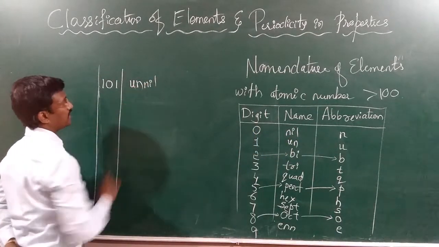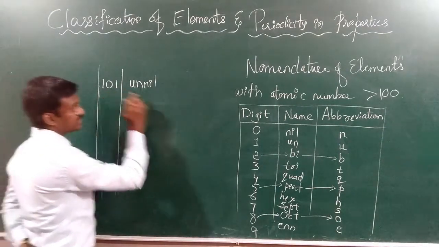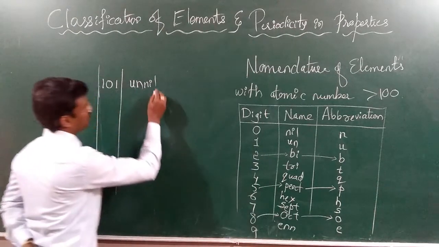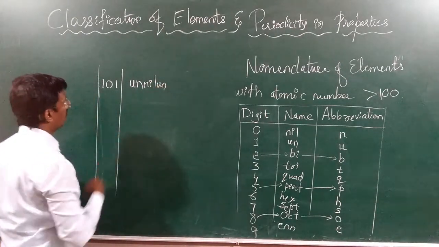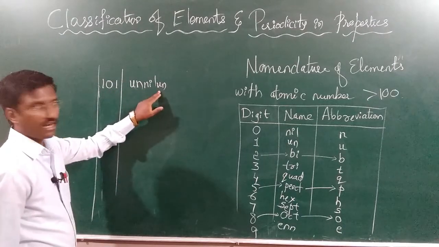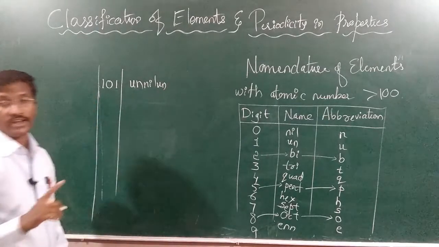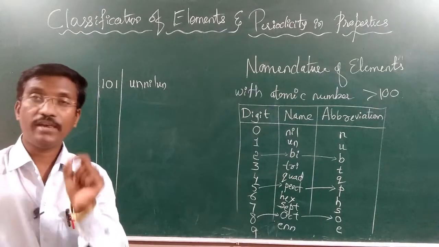Nil. Don't write in running handwriting, write it separately. Then 1 is again un. So 1 is un, 0 is nil, and 1 is again un. After writing this, lastly you have to write the ending. The ending should be ium.